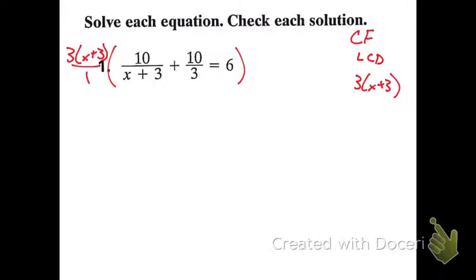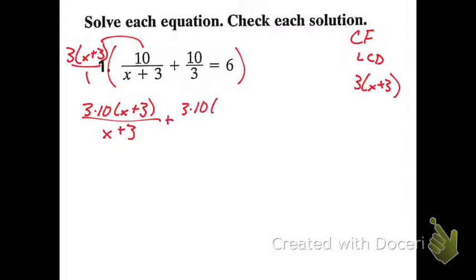Okay. So up top, I would have 3 times (10 over x plus 3), that's from here to here, all over x plus 3. Then plus 3 times (10 over 3), all over just 3. And then I have 6 times 3(x plus 3). All right, now I'm going to get rid of some stuff here. Those match up, so they go away. The 3's match up, so they go away.